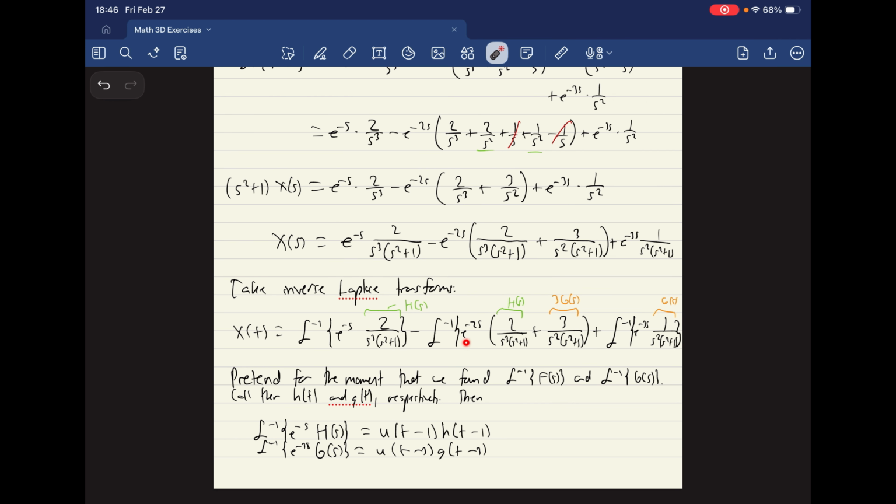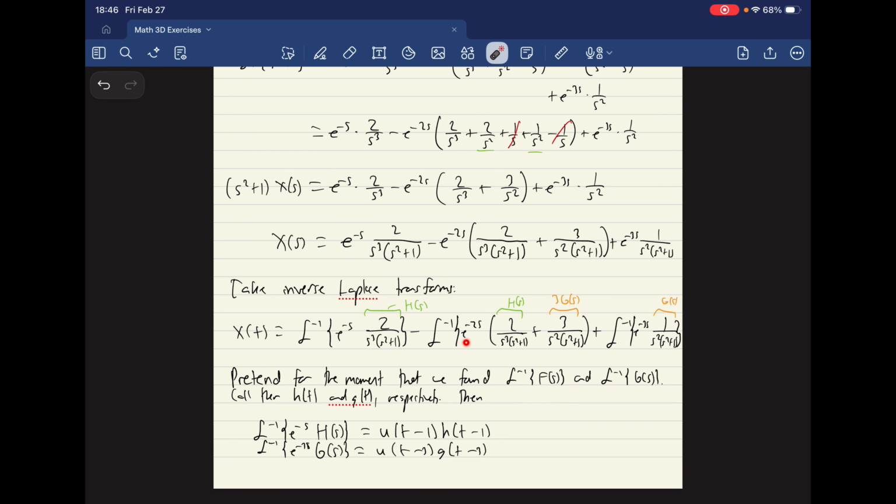Well, here we have to break this up first. So this will be the inverse Laplace transform of e to the minus 2s h of s, plus 3e to the negative 2s times g of s. And by linearity, this is going to be equal to u of t minus 2, h of t minus 2, and then plus 3u of t minus 2, g of t minus 2.